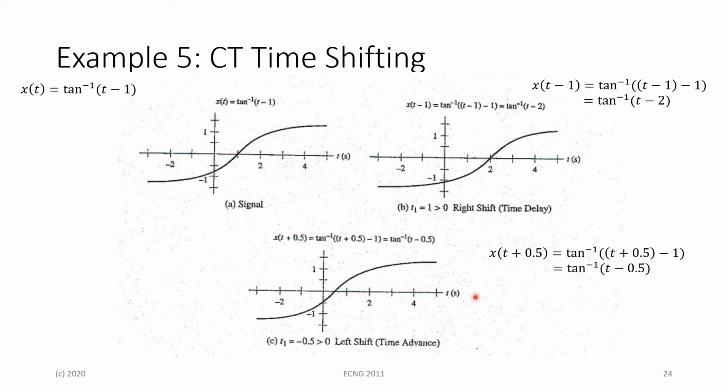So let's watch some physical examples here of time shifting. We have our signal here, x of t, being tan inverse of t minus 1, and we have our graph here showing what it looks like. If we decide to shift this entire signal by -1, you can see that our original signal is shifted by 1 unit to the right. And this -1 here indicates this 1 unit shift to the right, indicating that our signal now is delayed by this 1 unit.